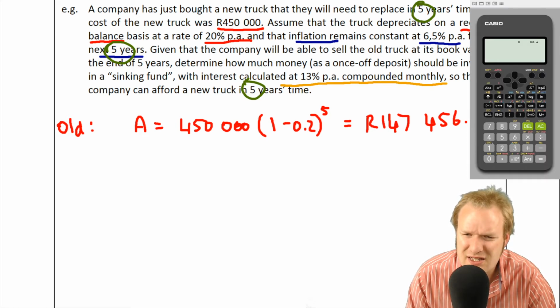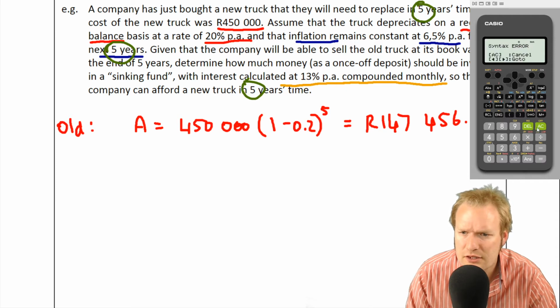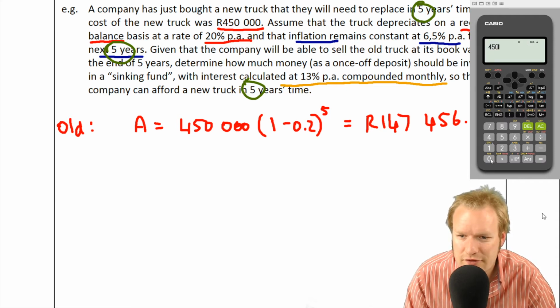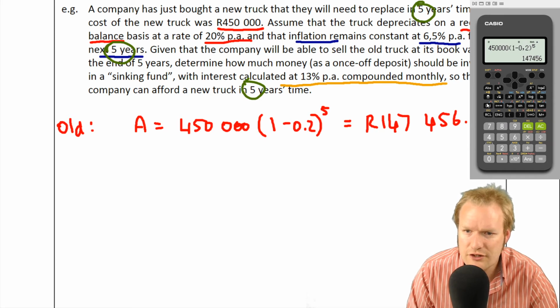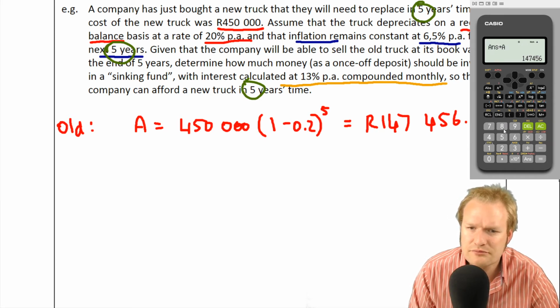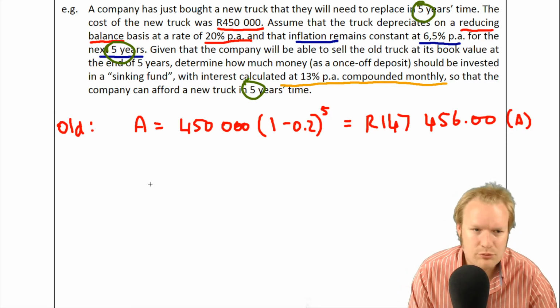Now, here's a little tip that I like, and that is in our calculator, we can store that in A in case I need it somewhere. So we put in our 450,123 times 1 minus 0.2 to the power of 5. Syntax error, excellent. 450,123 times 1 minus 0.2 to the power of 5. Okay, there's our value. I'm going to shift store that in A already, in case we need it later. Okay, let's put that away for now.